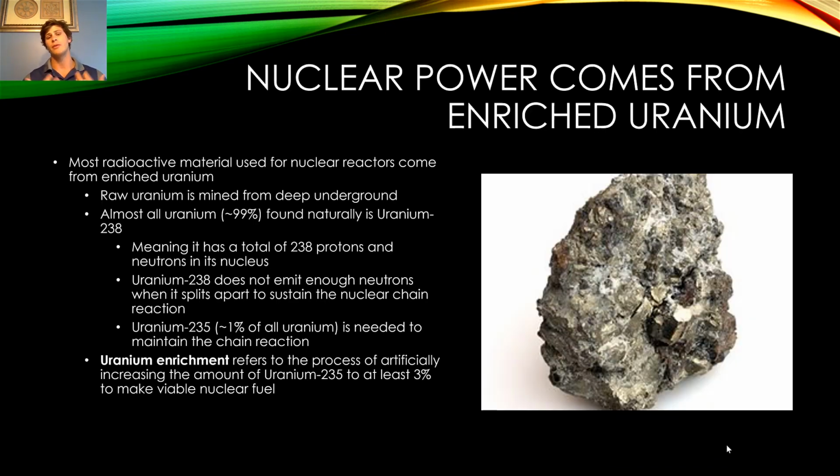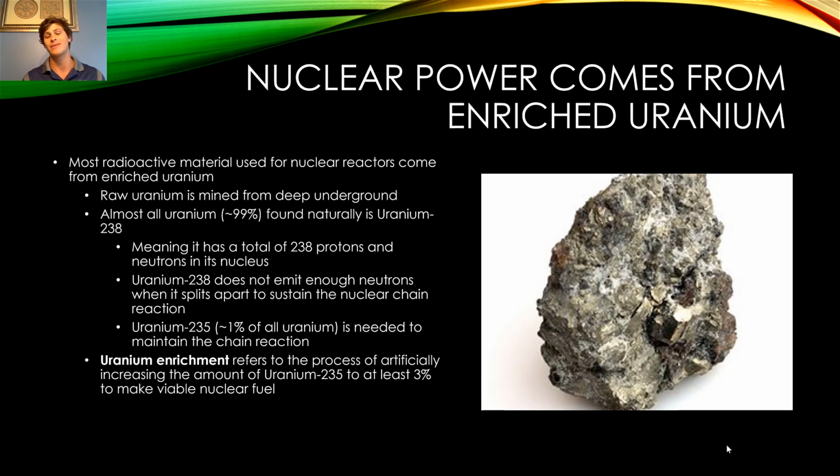Now, remember how we talked about the only fuel that can be used in a nuclear reactor for the generation of nuclear power is going to have to be a radioactive element. Most radioactive material used for nuclear power generation is going to come from something called enriched uranium. Now, raw uranium, already a radioactive element, is mined deep underground. However, almost all uranium, about 99%, is going to be a substance known as uranium-238, meaning that this uranium has a total of 238 protons and neutrons combined.